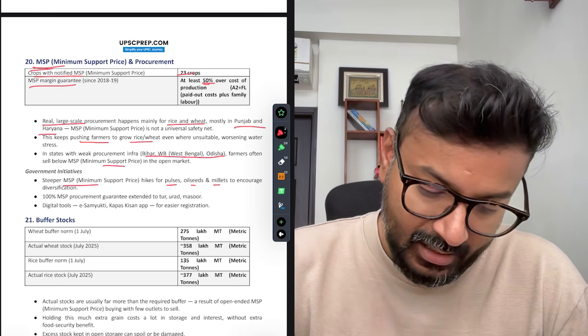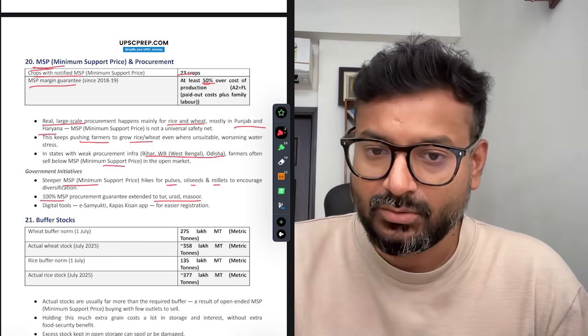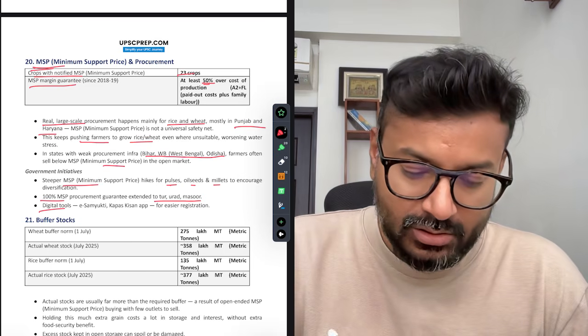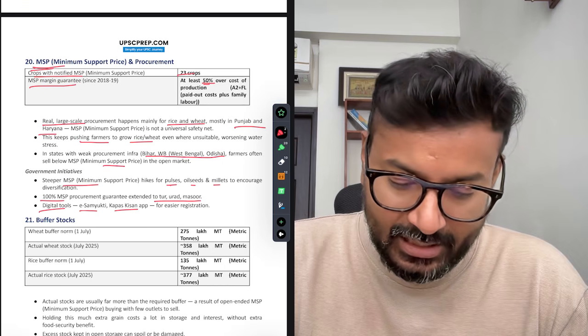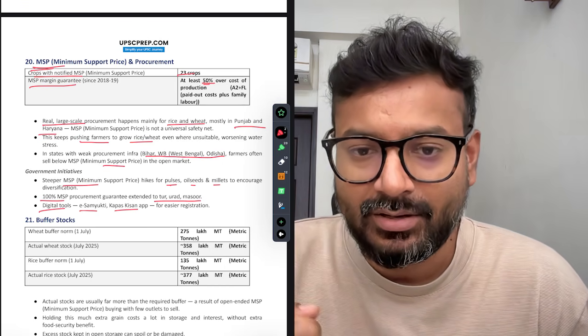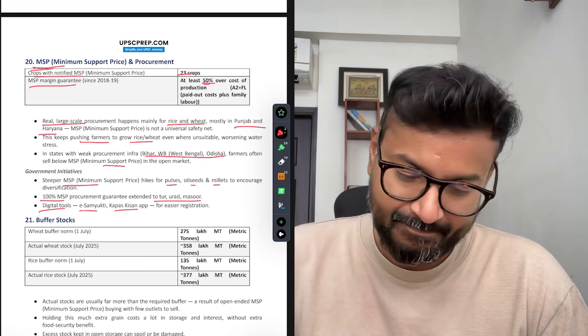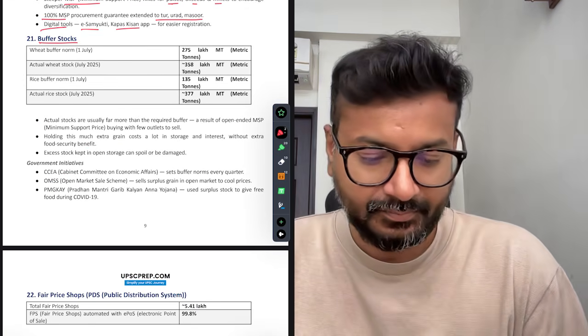Okay. And then 100% MSP procurement for pulses like Tur, Dar, Masoor, we have already discussed this. Also, digital tools are being used, like eSamyukti and the Kapas Kisan app, for farmers to register for MSP procurement easily. Okay, next let's talk about buffer stocks.